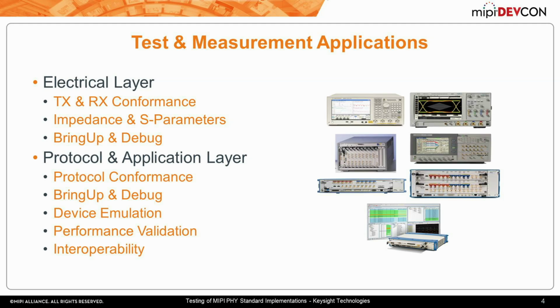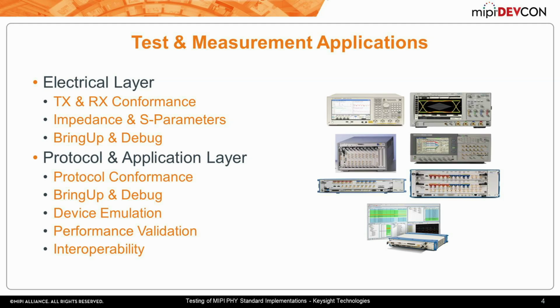All right, for test and measurement applications, there are different levels of testing. We've got transmitter and receiver conformance testing. We always have a channel, so there may be situations where you have to have an understanding of what the channel performance is. So there are impedance and S parameter measurement capabilities for doing that. And in your system environment, you want to have a way to debug your system when things aren't quite working right. So debug and bring-up tools, scopes, protocol analyzers, those kinds of things are very, very helpful in that environment.